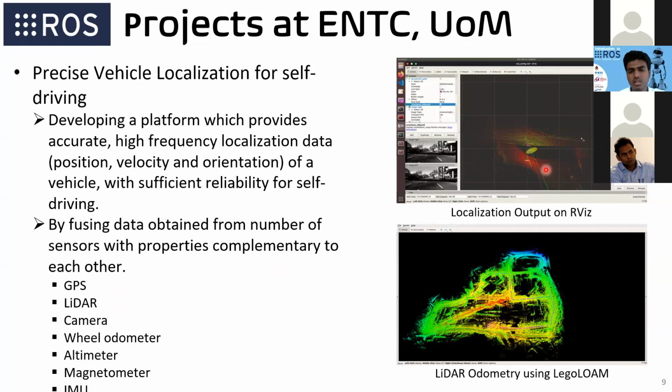In the ROS environment, you can actually visualize the output of the localization. If you can see, there's a purple line and a green line. The purple line is the ground truth, and the green line is the localization output by the algorithm. The bottom corner image is the LiDAR odometry visualization. The routes are there, and the output of the LiDAR point cloud is visualized in this image.